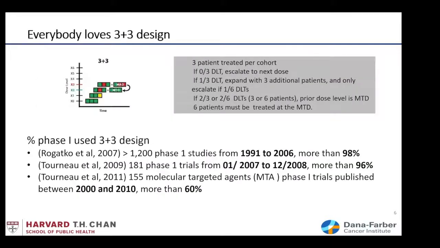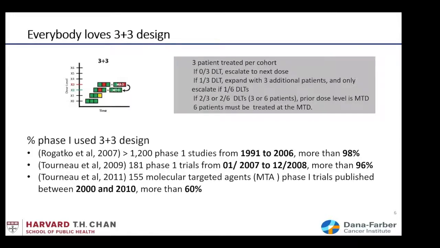Whenever I talk about phase 1 designs, even when I started working on clinical trials, we used 3+3 designs because everybody loved them. Although this design was initially introduced in the 1940s, it's still deeply loved by our community. I cited 3 review articles here. In the first 2 articles, from before 2008, about 96 to 98% of published phase 1 trials used 3+3 designs.